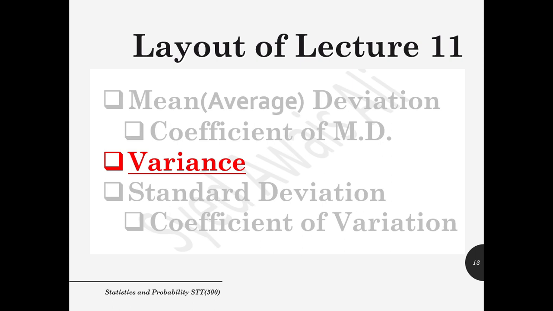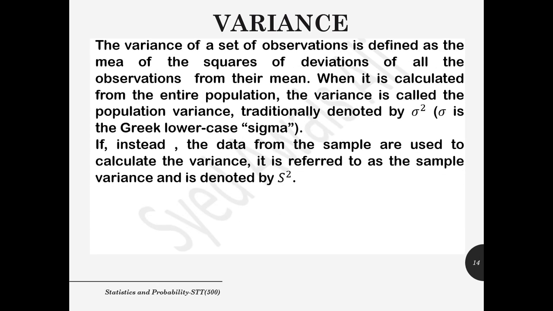So moving toward our next topic, that is variance. So what is variance? Variance is defined as the mean of the square deviation of all the observations. It is denoted by sigma square, or if it is taken from a sample, then we denote it by capital S square or small s square. We will discuss in our next slides what is the difference between capital S square and small s square.